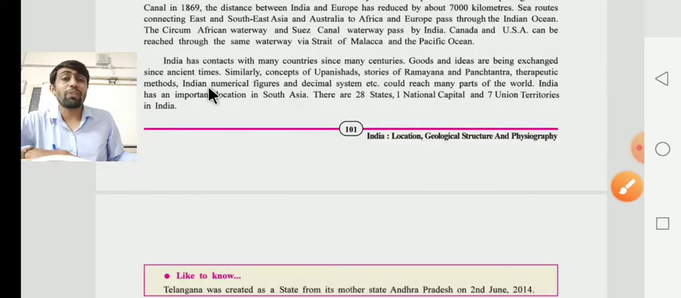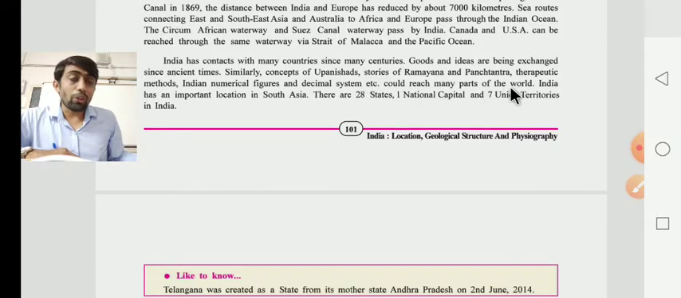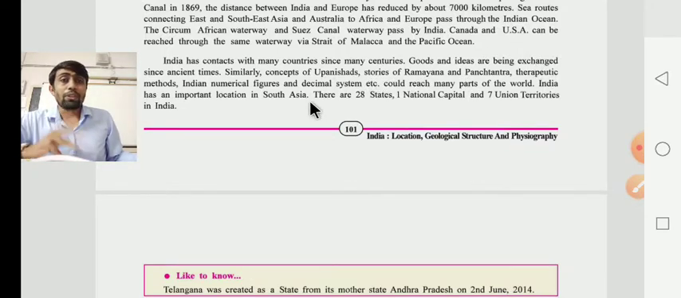All these things are famous all over the world: the Indian numerical figures and decimal system, the concept of the Upanishads, the story of the Ramayana, the Panchatantra, and therapeutics, which means our medical methods. These were all discovered by our Rishi Munis in ancient times and reached many parts of the world.